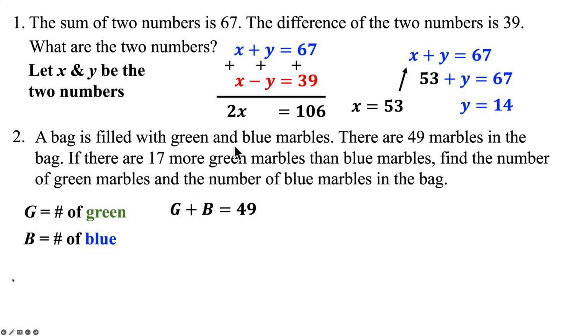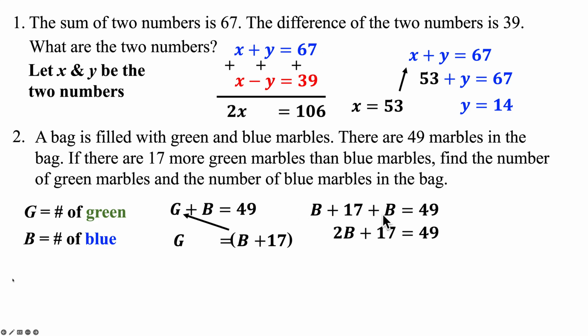Next we have there are 17 more green marbles than blue marbles. So that puts G and B on opposite sides of the equal sign. But in this phrase, who's bigger? There's 17 more green. So there's more green than blue. So what we need to do is add 17 more to the blue. So by doing that, now we have G by itself. I'm going to take B plus 17 and put it into the first G.